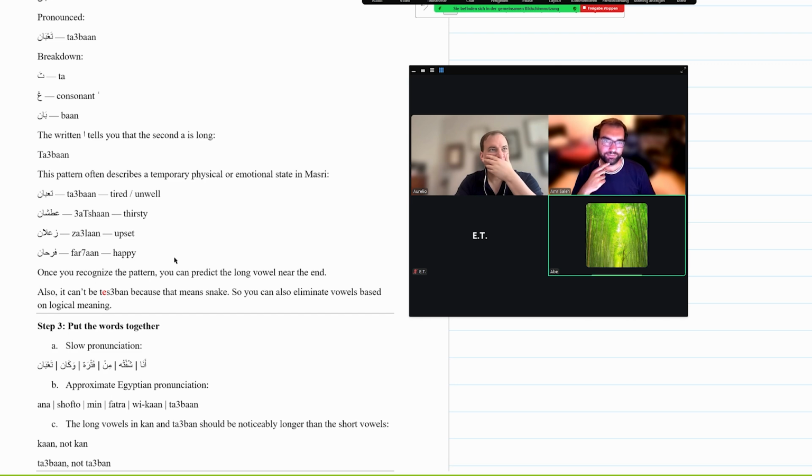I'm so glad to hear that. Okay. It's something you're going to learn as you learn more vocabulary. It's going to be like, oh, okay, I know that this word means tired, it's a condition, so it's going to be pronounced taben, because I know the other word, atshan, is pronounced this way, so this word has to be pronounced the same way.